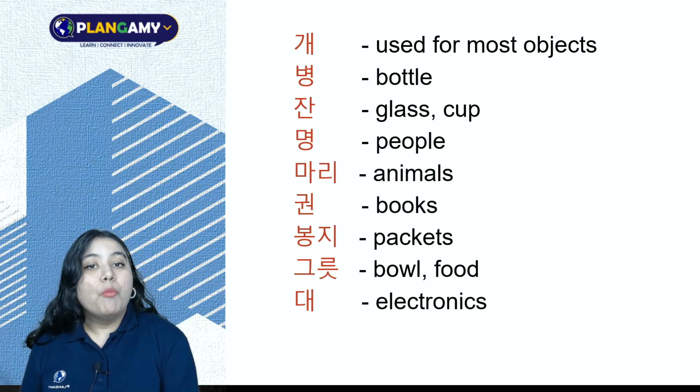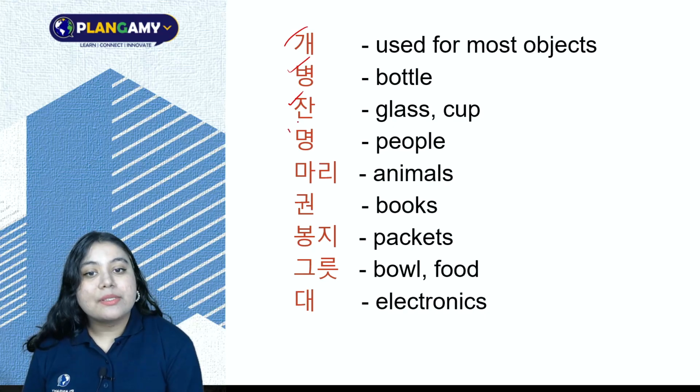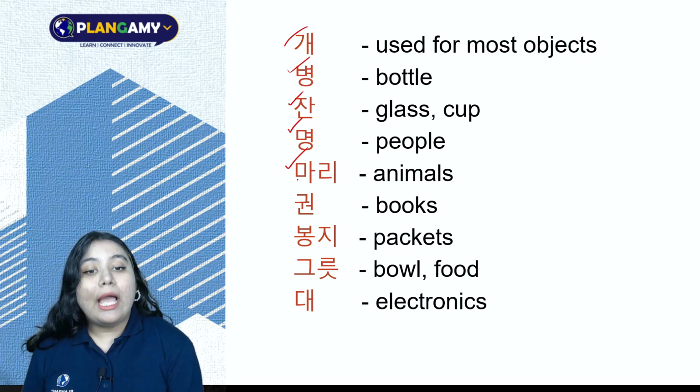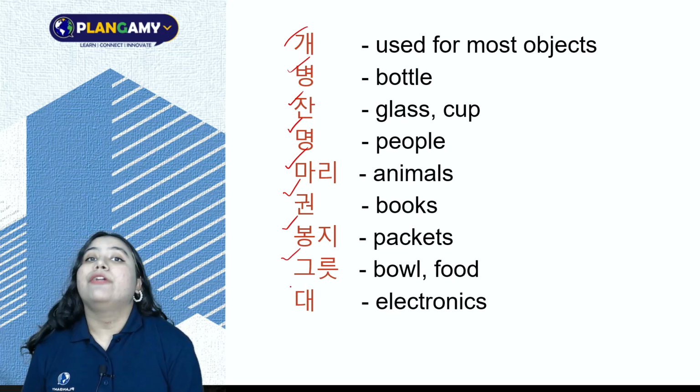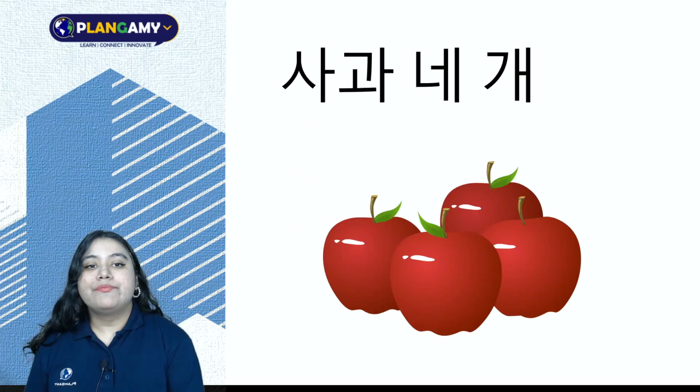개 is used for most objects. 병 is used for bottles. 잔 is used for glasses and cups. 명 is used for people. 마리 is used for animals. 권 is used for books. 봉지 is used for packets. 그릇 is used for bowls of food. 대 is used for electronics. Now let's see a few examples.